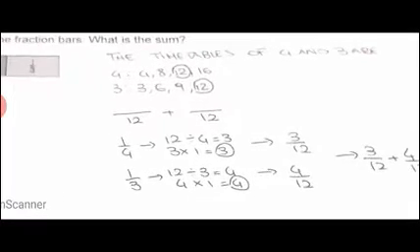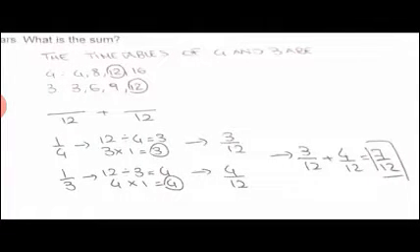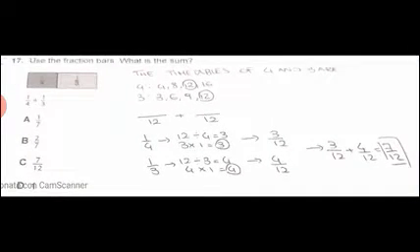So we make the sum. So 3 over 12 plus 4 over 12. We have the same denominator, so the denominator remains the same, 12. 3 plus 4 is equal to 7. So our result is 7 over 12. So our answer is C.